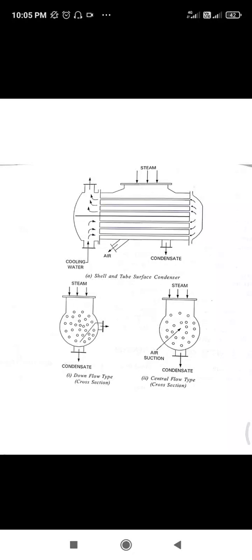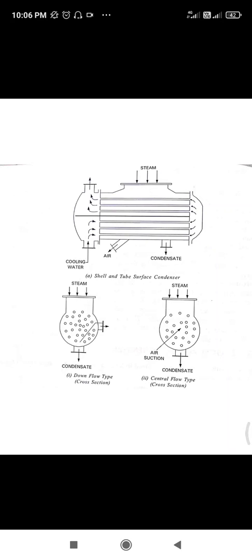Okay, last class we discussed what a condenser is, and what the functions of a condenser are. A condenser is a device in which steam is condensed to water at a pressure less than atmospheric.